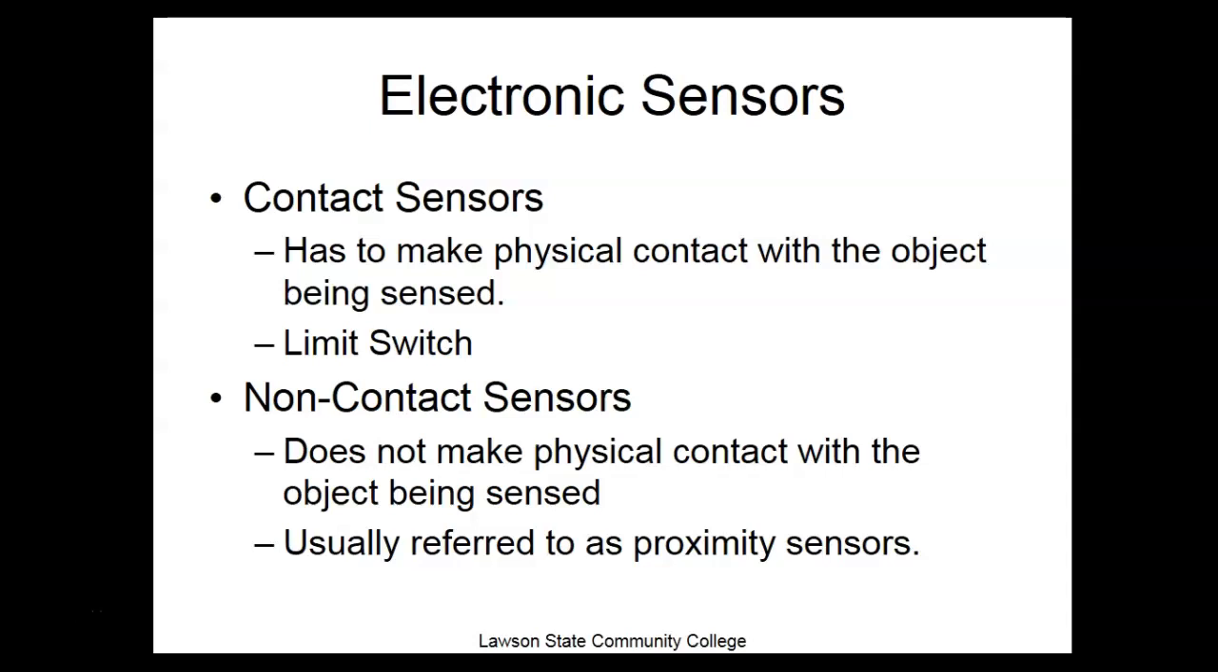We have different types of sensors we'll look at. We have what we call contact sensors. These are guys that are going to have to make physical contact with what they're designed to measure. So we'll look at some of those. Then we have what we call non-contact sensors. So these are sensors that can measure things without making physical contact.